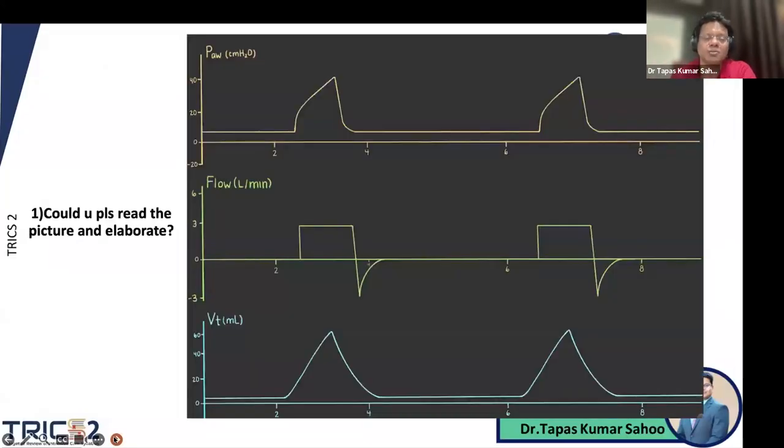Now, I would be sharing with you 10 questions. It would be quick, rapid, but I will not wait for the answer because we are actually right now almost 3.5 hours in. Could you please read the picture and elaborate what is happening? This is the question. In examination, you will get this type of ventilator graphics, so you have to immediately find out where the problem is.